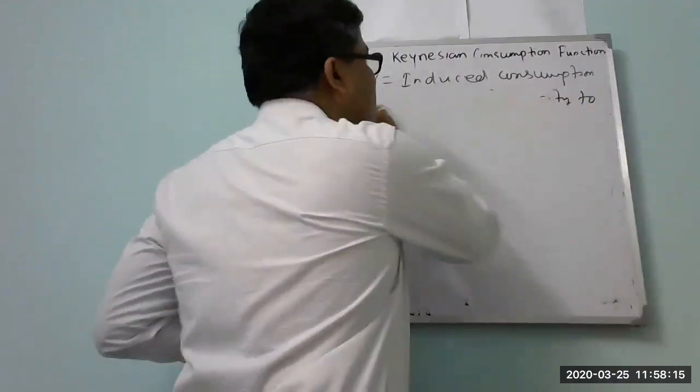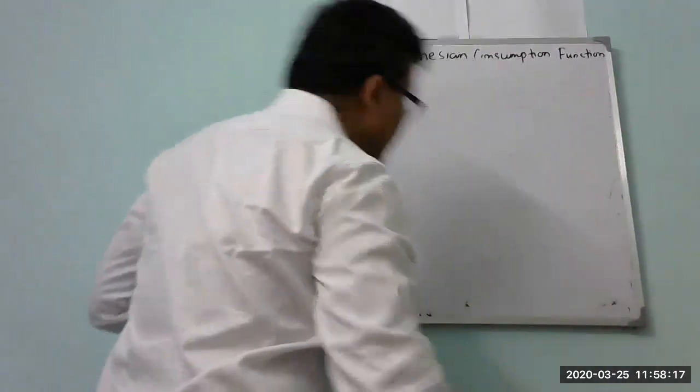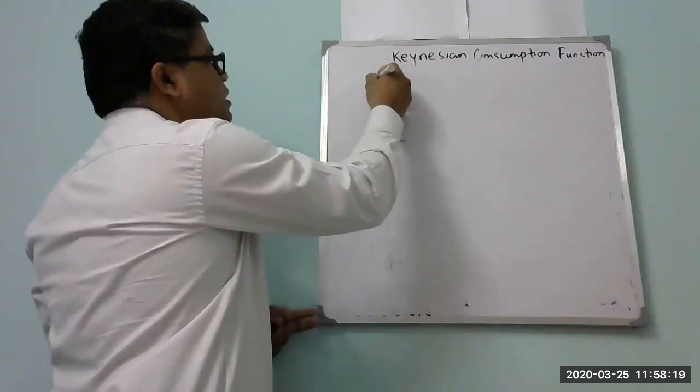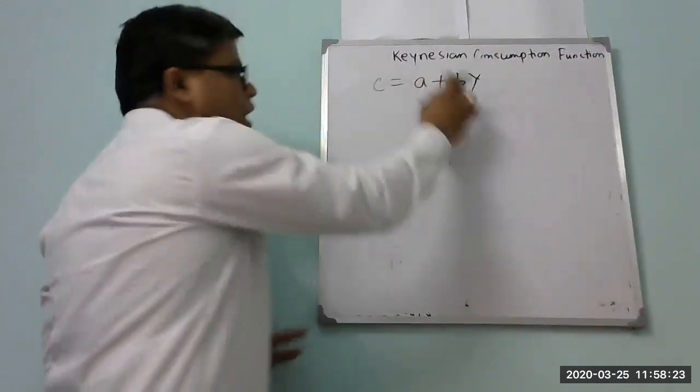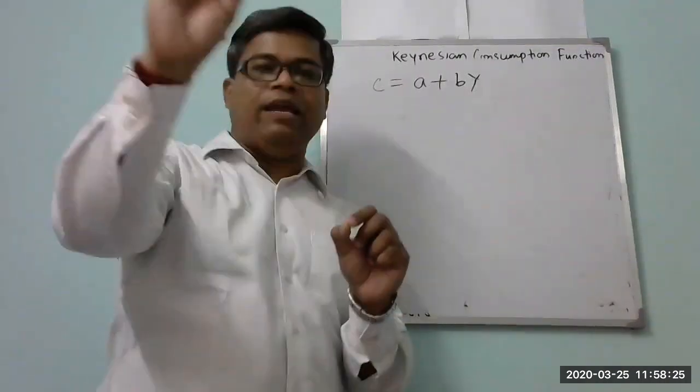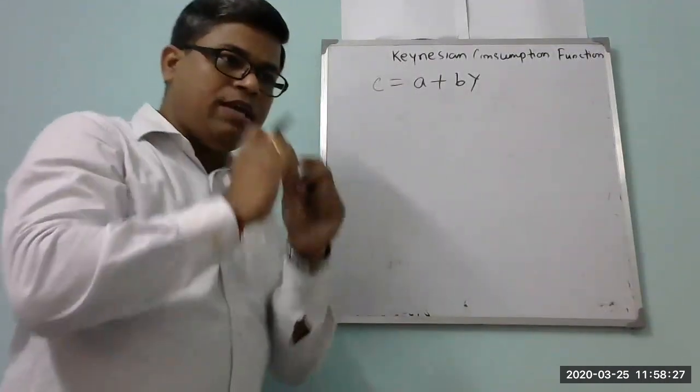Now you come to this equation once again, the consumption equation, C equal to A plus BY. This is a linear one. Linear means a straight line.